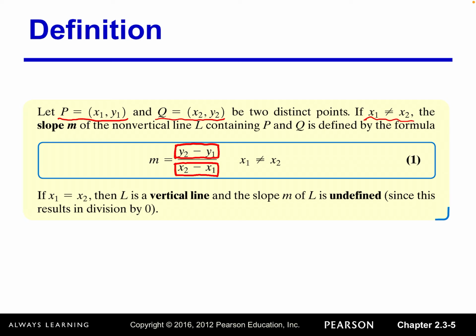If x1 equals x2, if the two points have the same x coordinate, then we call the line a vertical line. If that is the case, we say the slope is undefined because the denominator equals 0. The whole expression is undefined. So you need to remember that as a theorem. Later we're going to talk about this again. A vertical line has undefined slope.